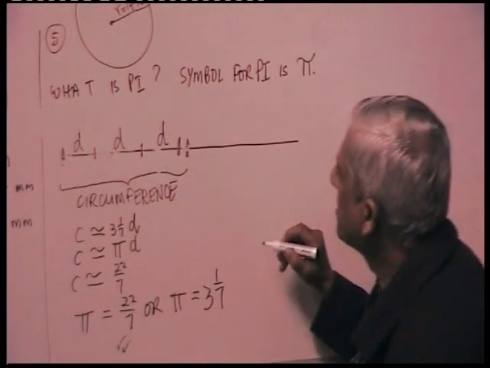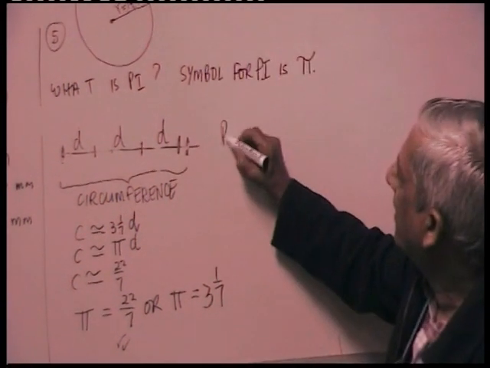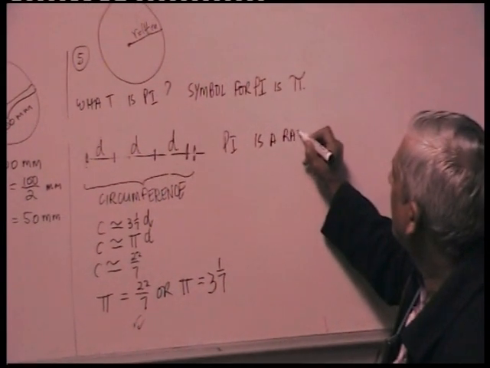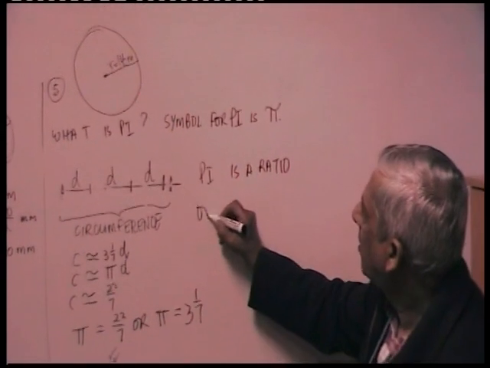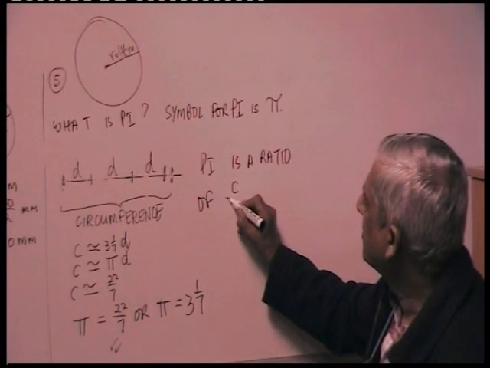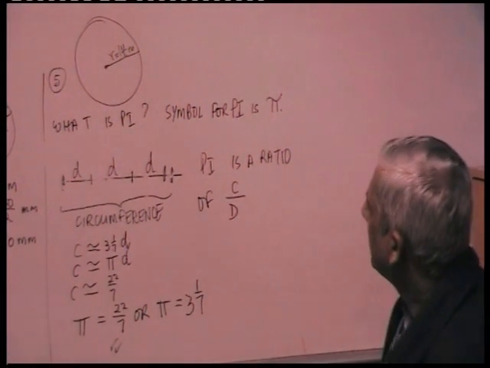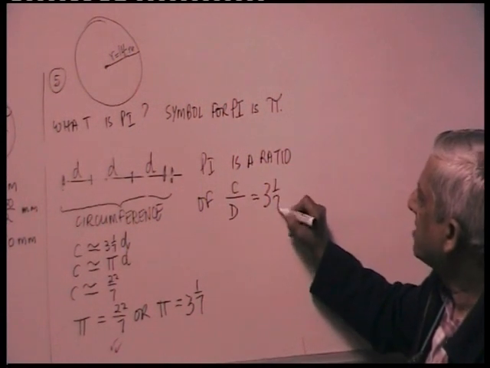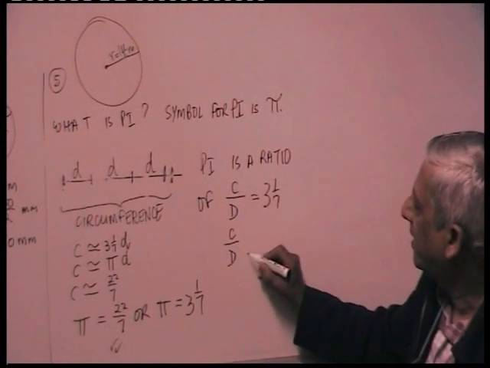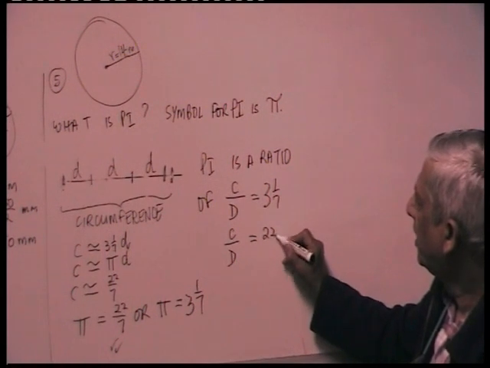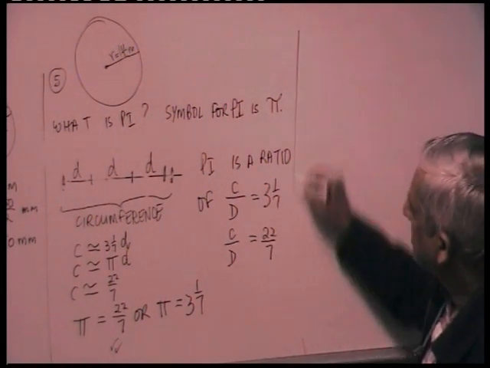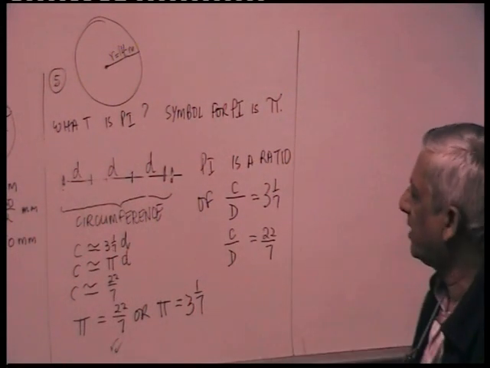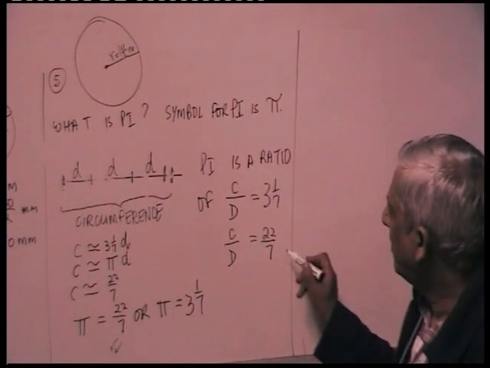And the answer is, pi is a ratio of circumference divided by diameter, which is equal to 3 1/7, or 22/7. So, well, you don't have to worry. I just showed it to you how it happens. You don't have to worry.